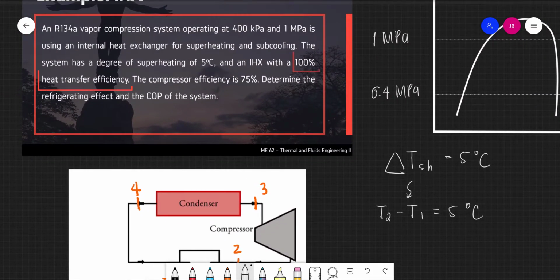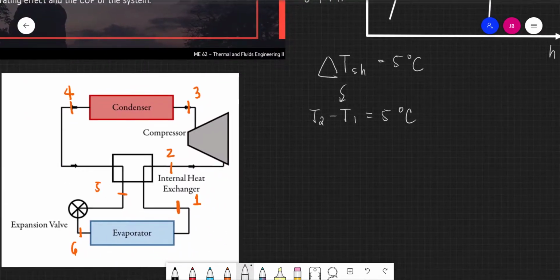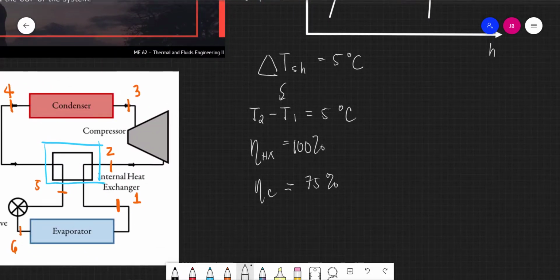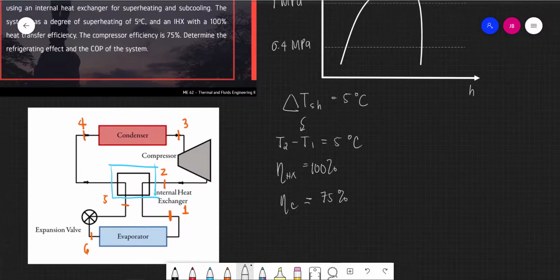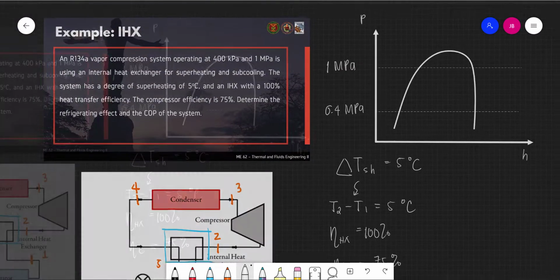So now we have a heat transfer efficiency that is 100%. So remember in this part over here, nagkakaroon ng heat transfer. So the heat transfer efficiency here is 100%. That's a good news for us. So eta HX is gonna be 100%. And meanwhile, the compressor efficiency, it's also given, and it's gonna be equal to 75%. Ano ang pinapahanap sa ating problem? We have the refrigerating effect and the COP of the system.